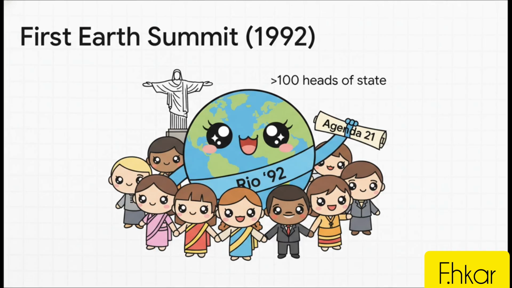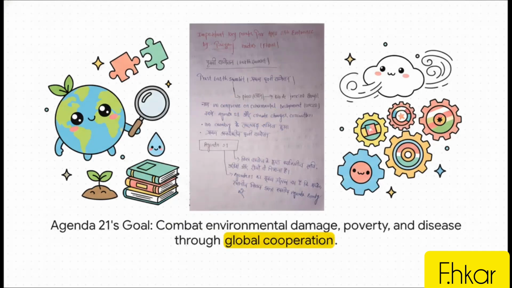And one of the biggest things to come out of it was a plan called Agenda 21. And the idea behind Agenda 21 was pretty revolutionary. It was this big global plan to fight things like environmental damage, poverty, and disease through cooperation. But here's the really cool part. It said that every local government should create its own local Agenda 21. The idea was global goals, but local action.